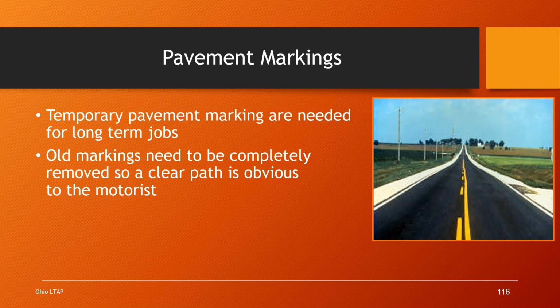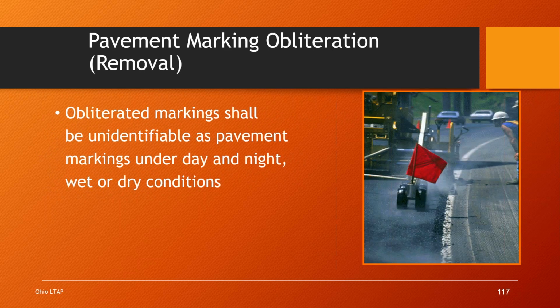So temporary pavement markings are needed for long-term jobs, so that means 3 days or longer. The old pavement markings need to be completely removed so that a clear path is obvious to the motorist. So the way to do that is to obliterate the pavement markings. Obliterated markings shall be unidentifiable as pavement markings under day and night, wet or dry conditions.